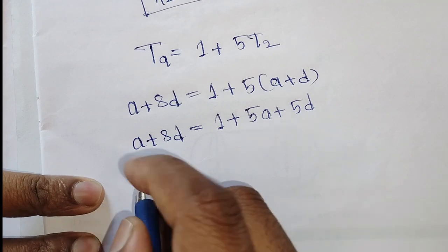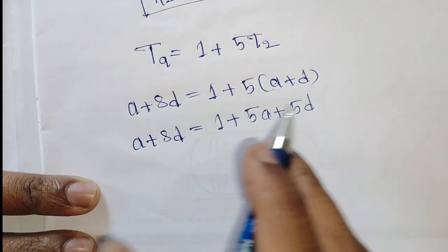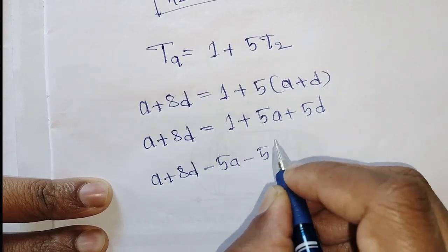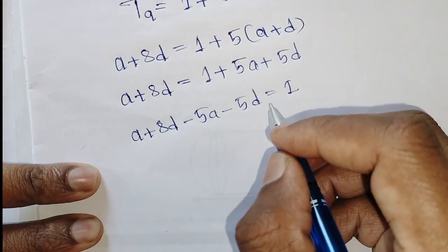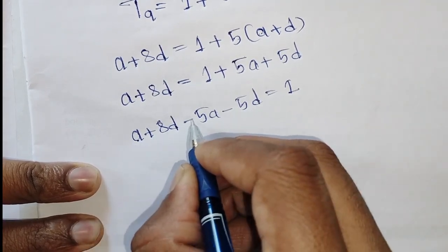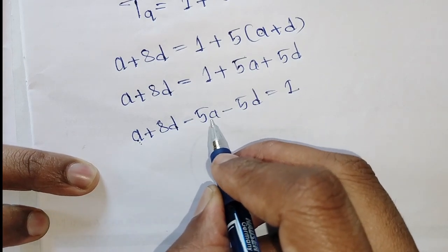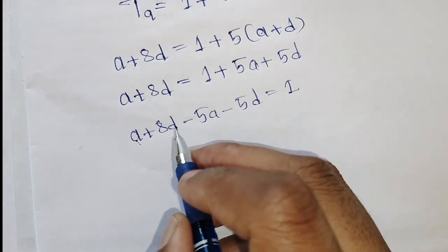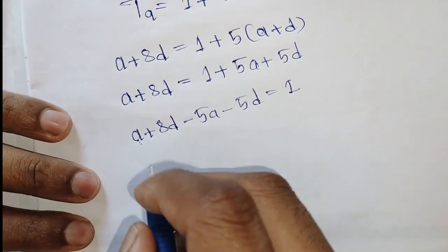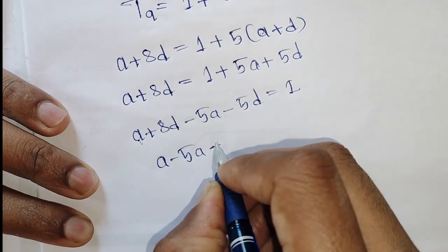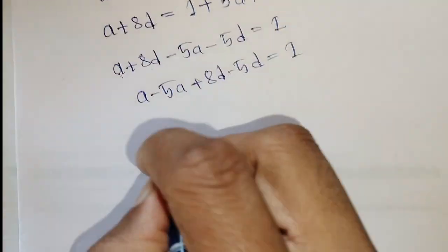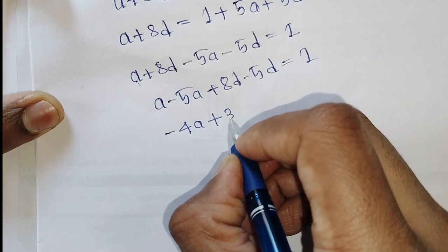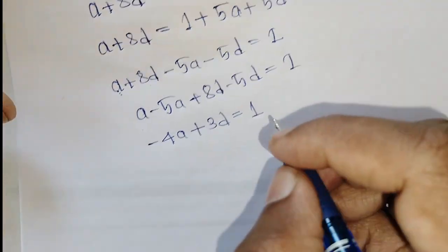And the thing is, take the variables and the constants on two sides, that is A plus 8D minus 5A minus 5D equals 1, where 1 is a constant and these all include variables. So A minus 5A also has A, and the terms having A can be added or subtracted, and terms having D as a variable can be added and subtracted. So we can add: A minus 5A plus 8D minus 5D equals 1, and A minus 5A equals minus 4A.